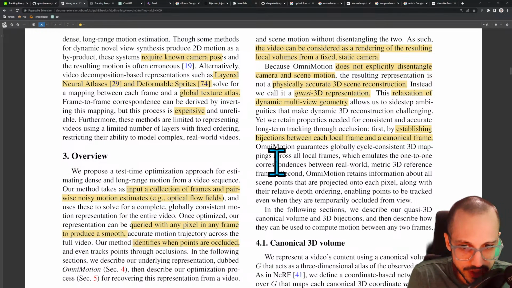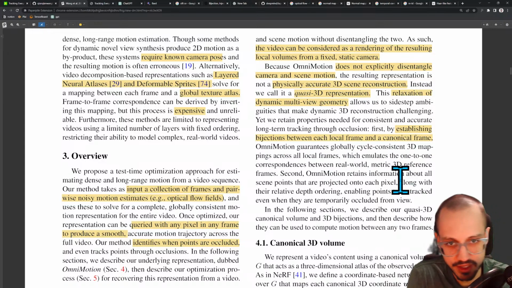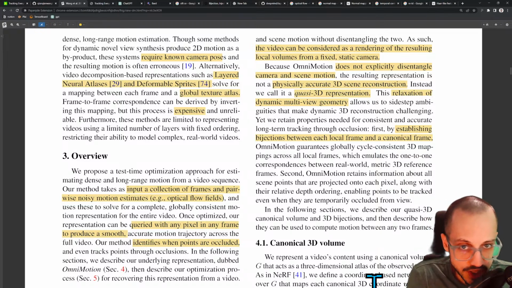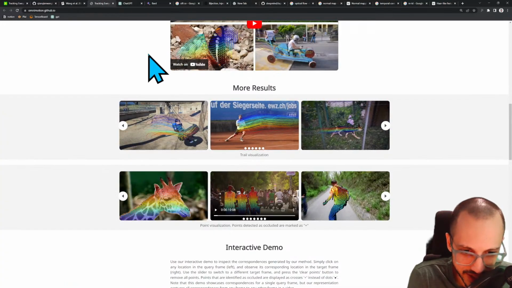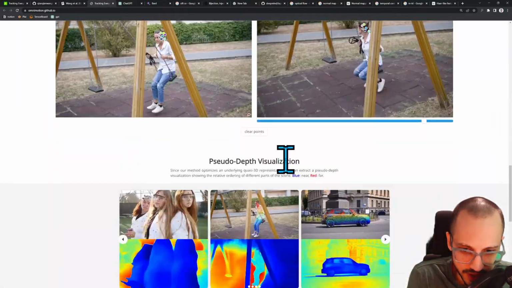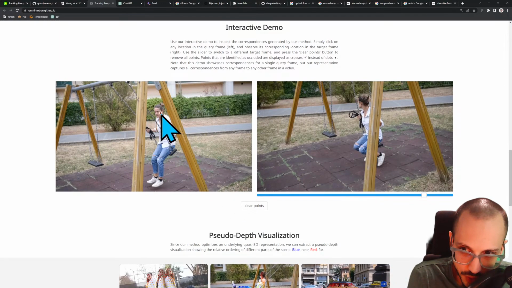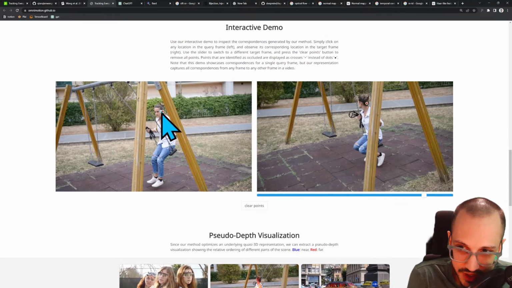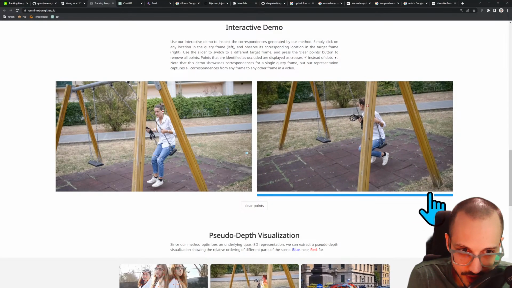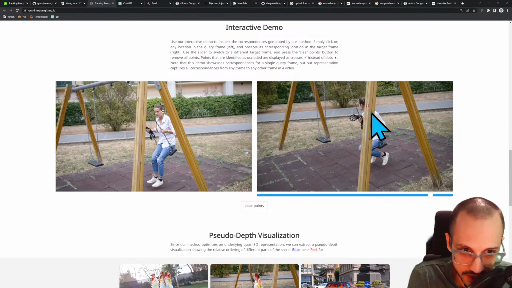Guarantees globally cycle-consistent 3D mappings across all local frames, which emulate the one-to-one correspondences between the real world. OmniMotion retains information about all scene points that are projected onto each pixel, along with their relative depth ordering, enabling points to be tracked even when they are temporarily occluded. Okay, so here they're bringing up a difference between a scene point and a pixel. So scene point is probably going to be the actual semantic object behind it. So here in this example, the scene point would be the actual ear of the person versus the actual pixel, right? So this pixel is going to be separate from the actual scene point. So it knows that the person's ear is behind this post at this point.